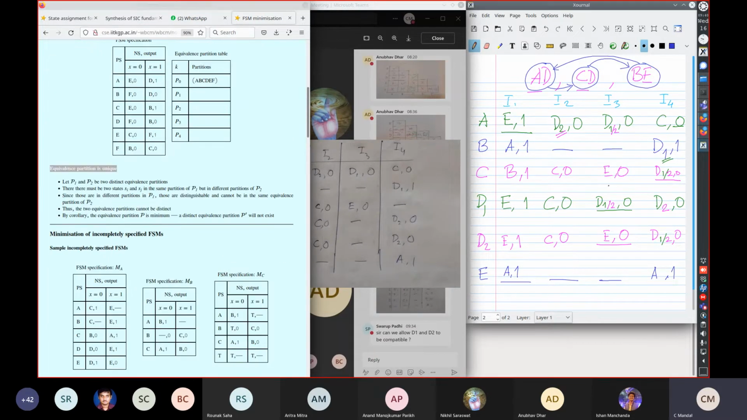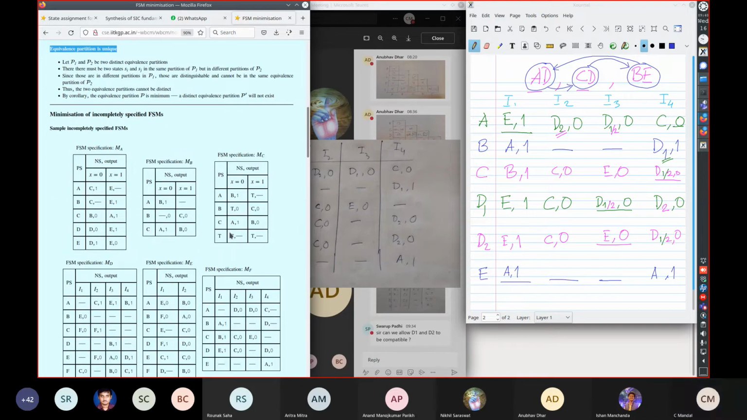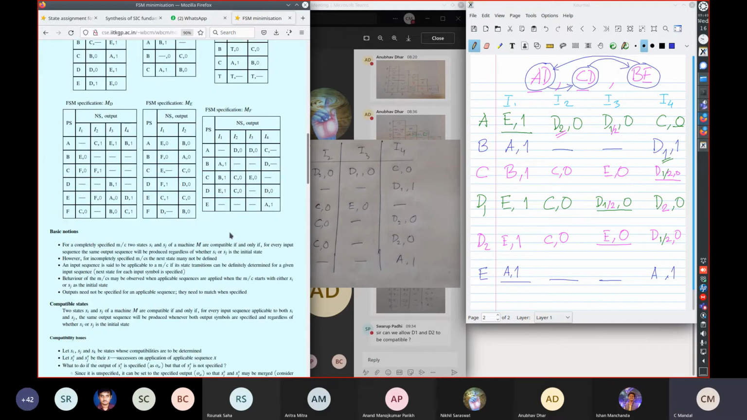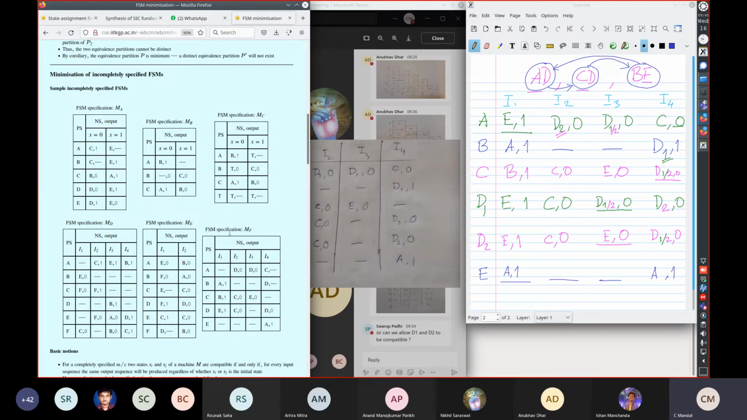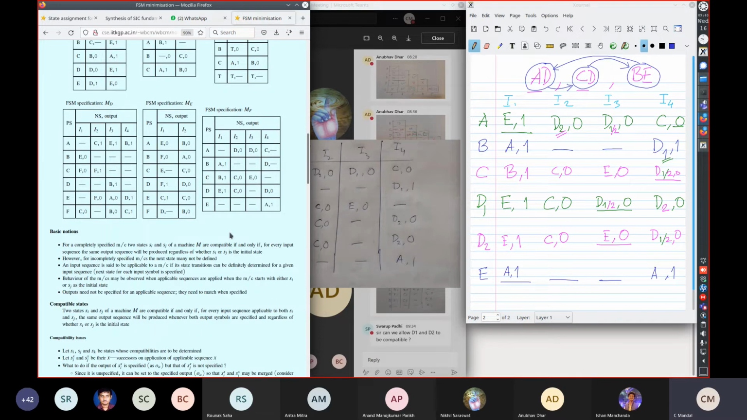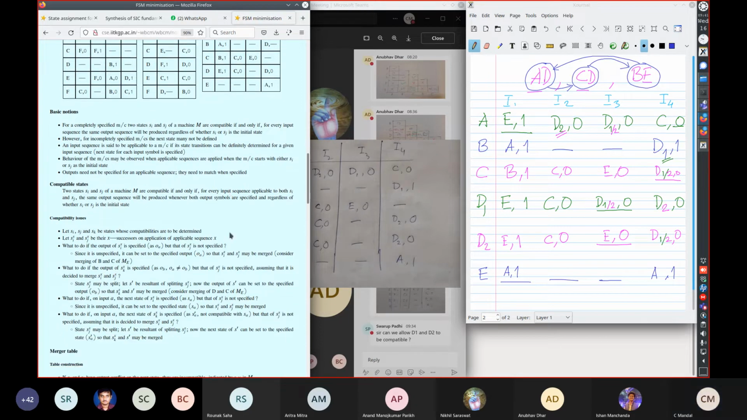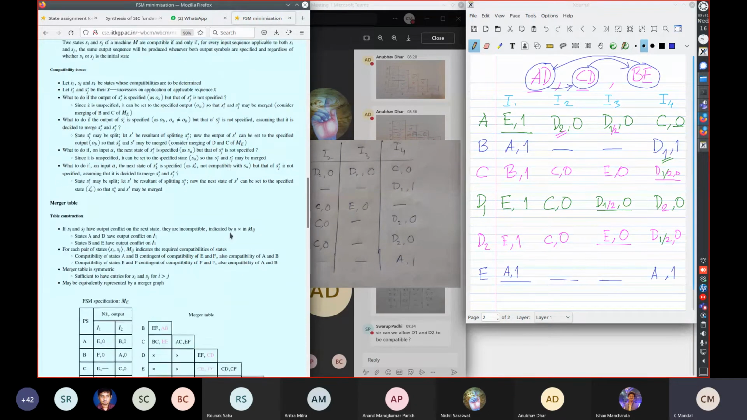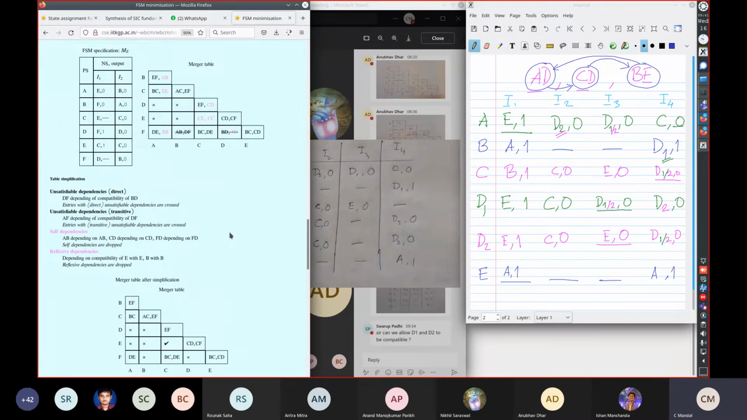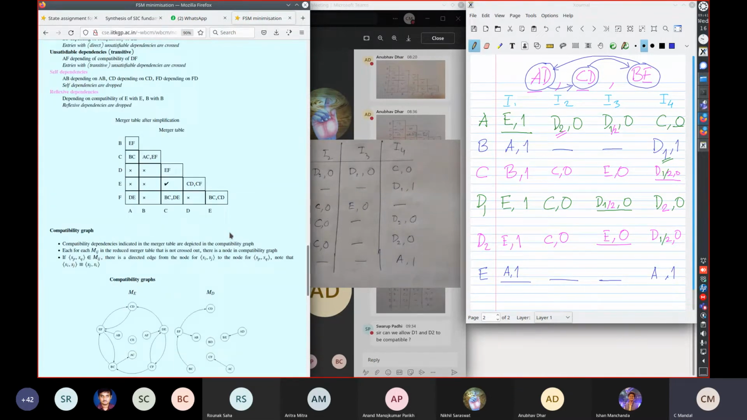But over here, as you have seen, it's not unique. The minimal machines are not unique. So you have to do it very carefully, and then you might also need state splitting, as you have seen. That makes the minimization of incompletely specified finite state machines a more interesting exercise.